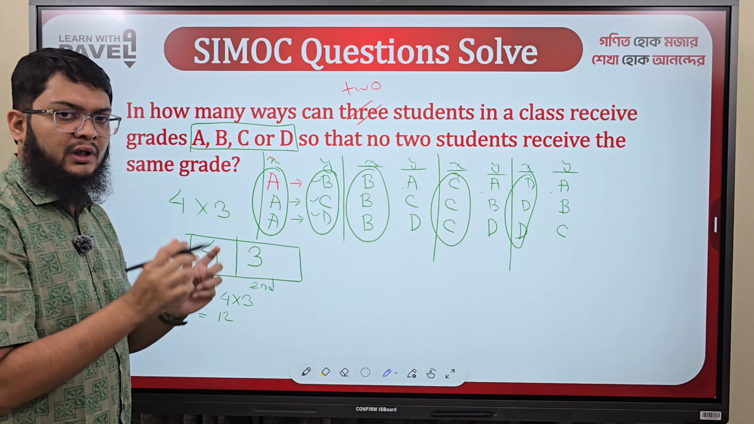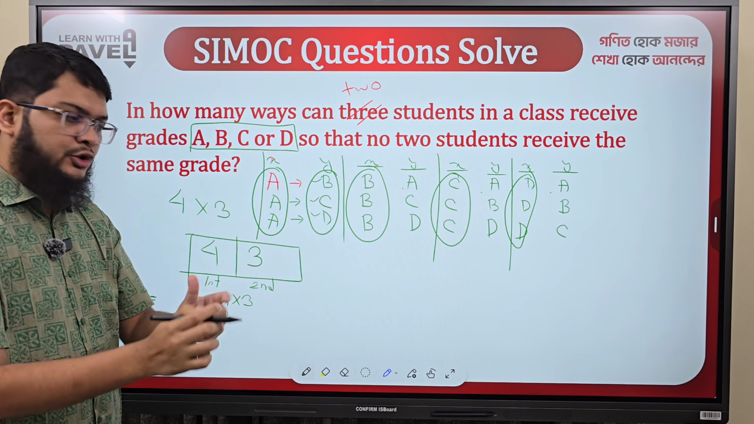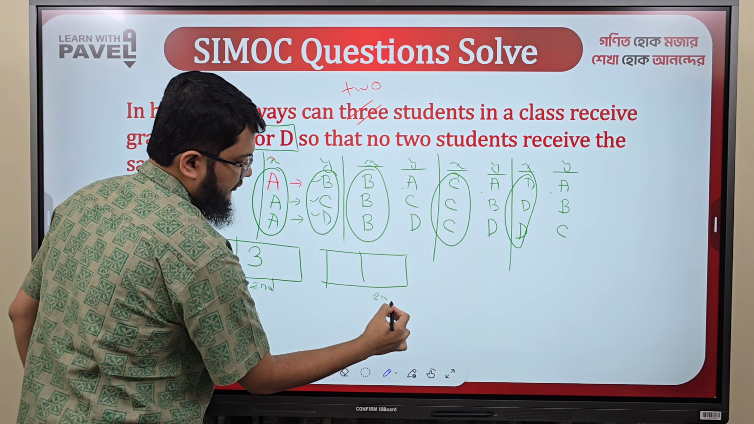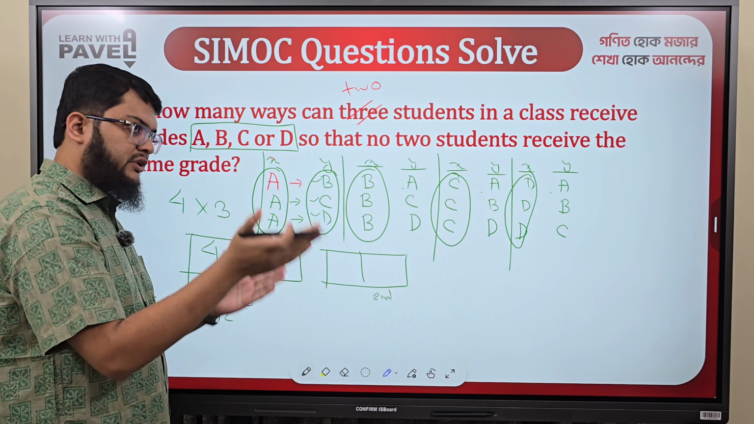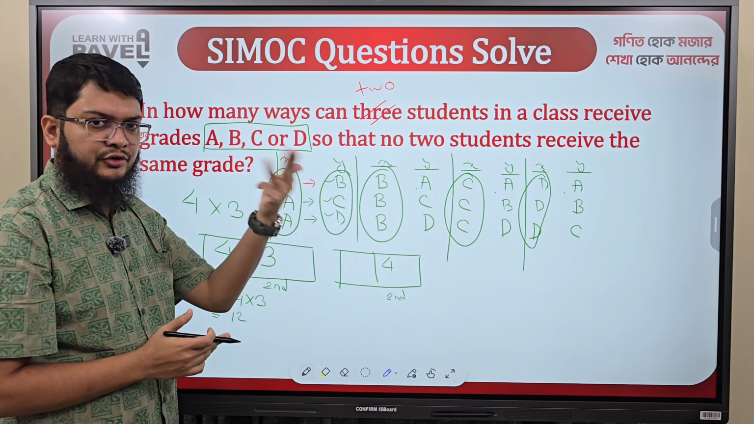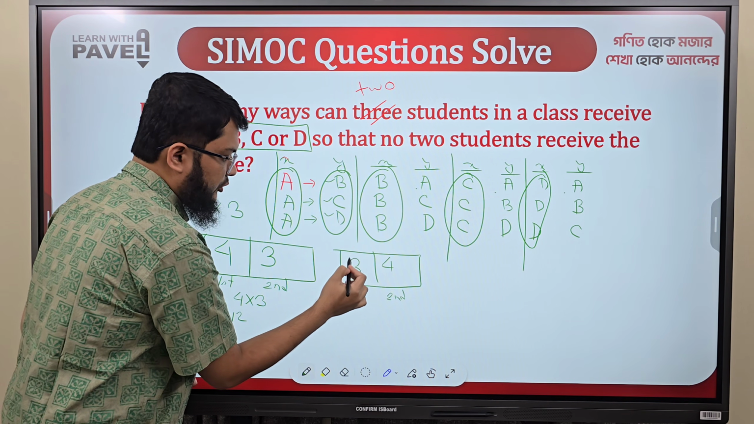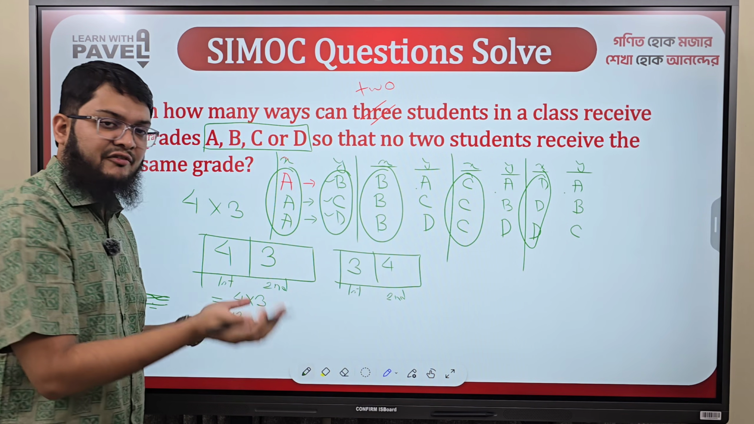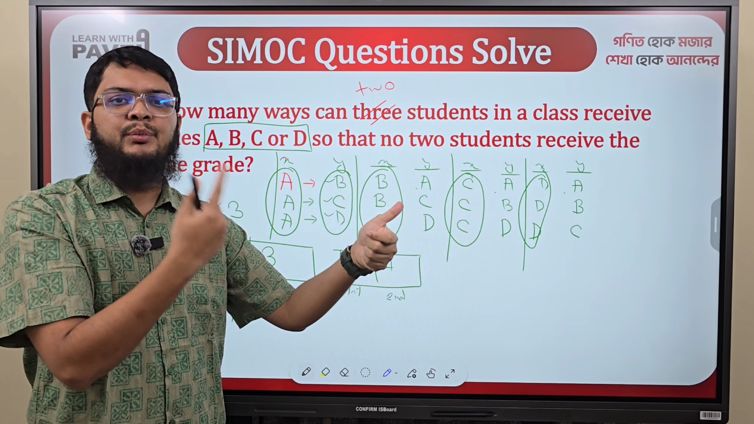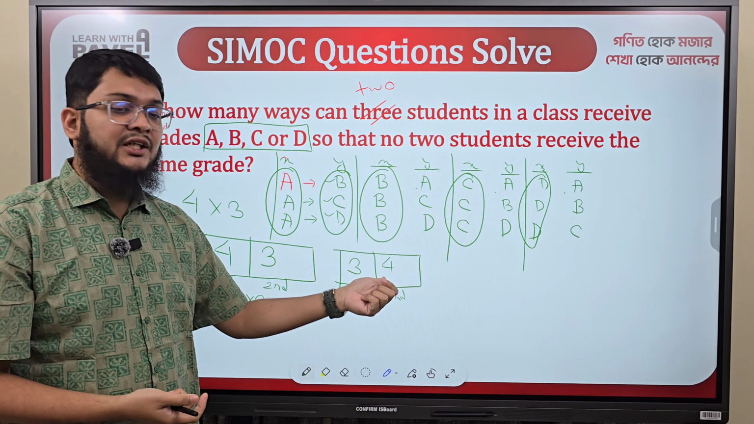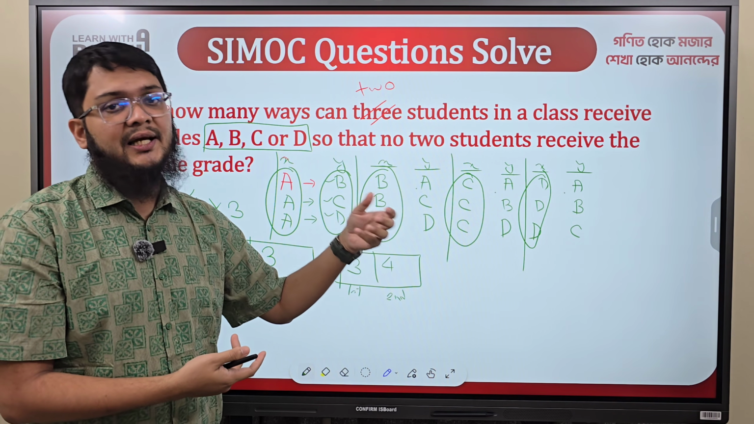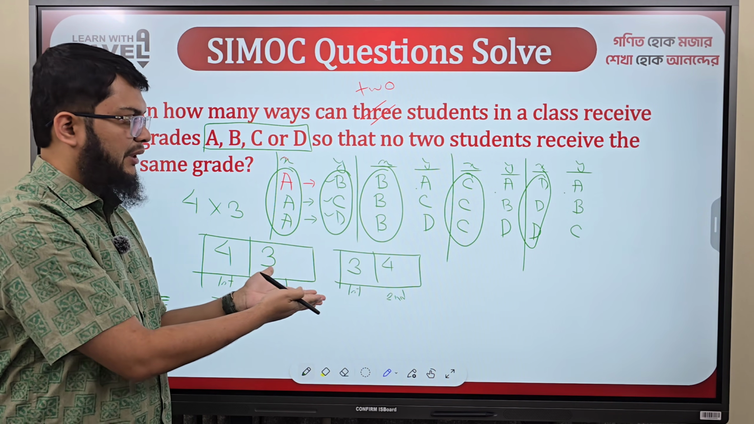In that case, if you consider the second student first, there are 4 options for him. He can receive A or B or C or D. And the first student this time has 3 options every time. If the second student receives A, the first student cannot receive A, he can receive B, C or D. In this way, if the second student receives B, the first student cannot receive B, he can receive A, C or D. So it will happen like this.